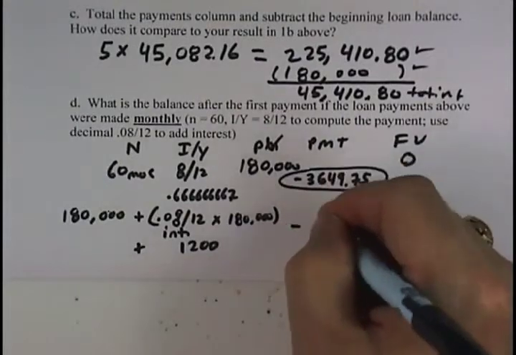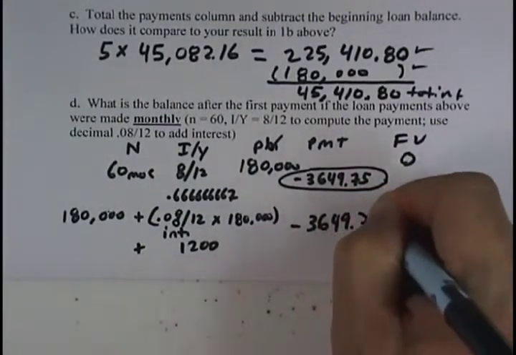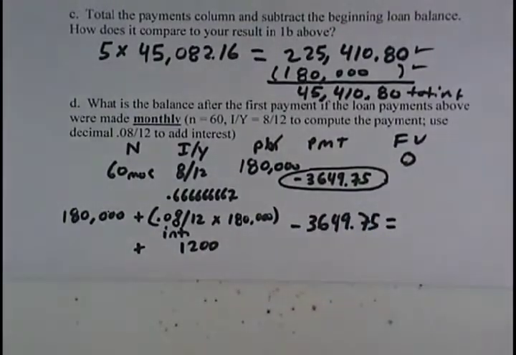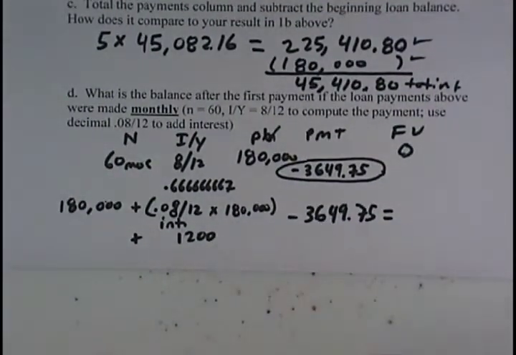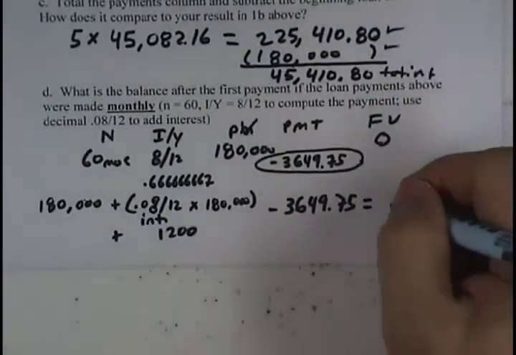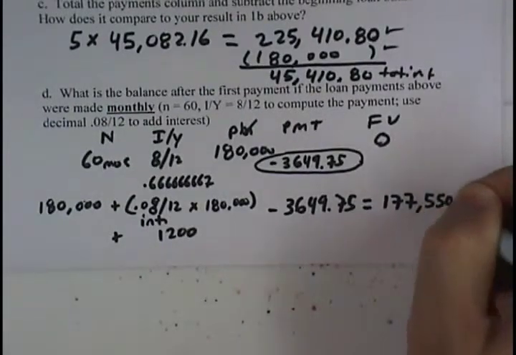And then my first payment would come off. So before I make that first payment, I owe the $180,000 I borrowed plus the $1,200 interest, so $181,200. Subtract the payment, and that results in my balance after the first payment is made of $177,550 and 25 cents.